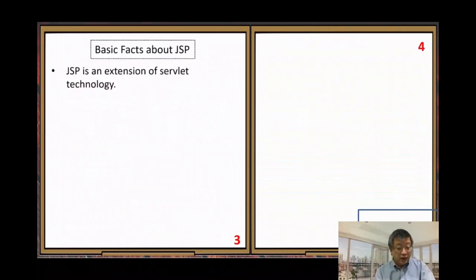First, JSP is an extension of servlet technology. So we treat it as an extension technology on top of servlet technology. It's not a brand new one. It is built in a layer above the servlet technology, with servlet below it as the foundation part. So this layer sits right on top of the servlet layer. All right.